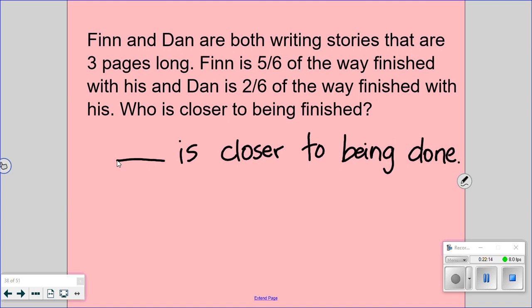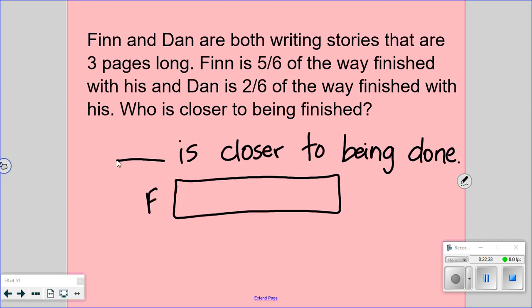So we're trying to figure out who's closest to having one story written. We need to compare. I'm going to draw some models. I'm a big fan of a bar model, so I'm going to use a bar model. Go ahead and draw a bar. Next to that bar, I'm going to put an F. F is for Finn.